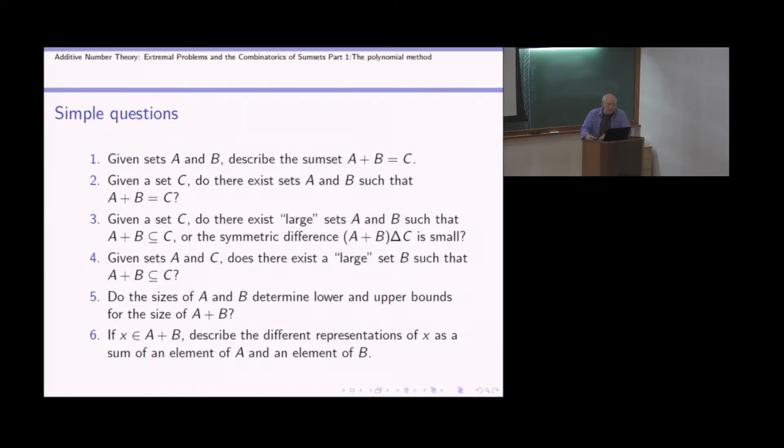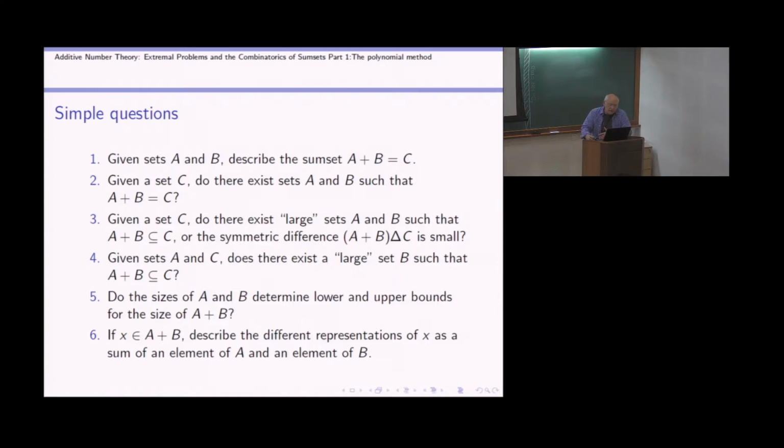If you have 2 sets A and B, what is the sum set? Like, what numbers are sums of 2 squares or 2 cubes or a square and a cube? If you have a set C, is it the sum of 2 sets, A and B? Or if you have a set C, at least are there sort of large sets A and B where the sum set is contained in C, or maybe the symmetric difference between the sum set and C is small? If you have a set C and a set A, can you somehow find a large set B where A plus B is contained in C?